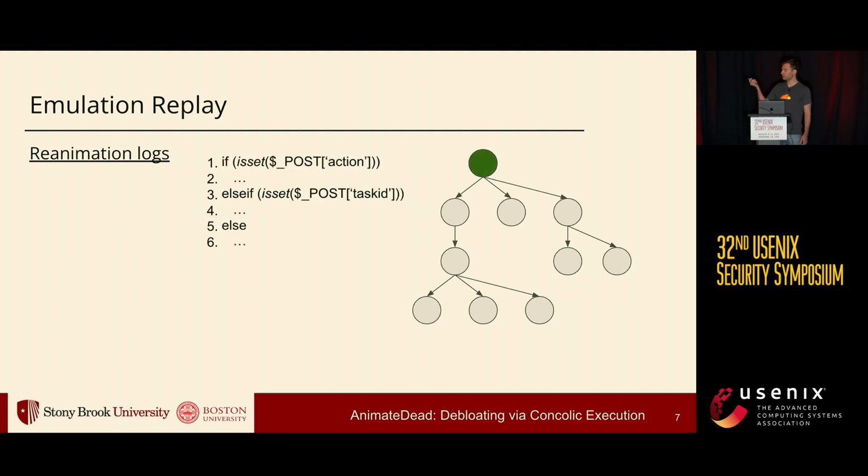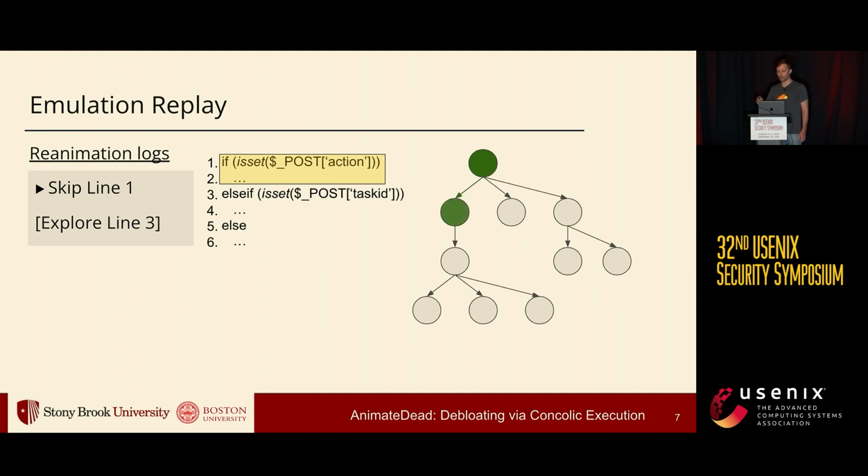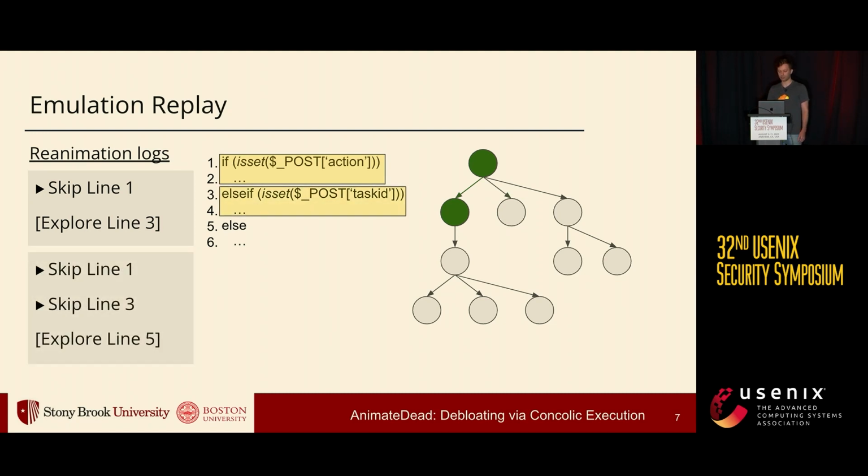So imagine we have a piece of code that has 3 branches and we want to explore all of them. The first worker will take the first branch, but then add a new log to the queue saying skip line 1 and explore line 3. The second worker will pick it up, explore the second branch, and put another task on the queue to skip lines 1 and 3 and explore line 5. And therefore, we're able to explore all the symbolically satisfiable branches in this code structure.